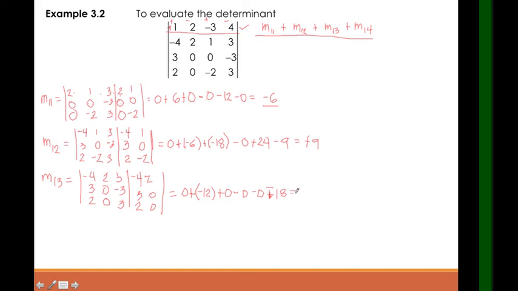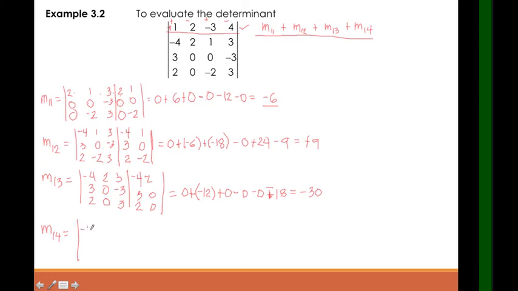Now, negative 12, negative 18. Anong answer natin? Negative 30. Since positive yun dito, so taas, positive, so negative 30 pa rin yung answer natin. Finally, M14. This is the last one. So we have M14. Alisin na yan. So ito yung matitira.